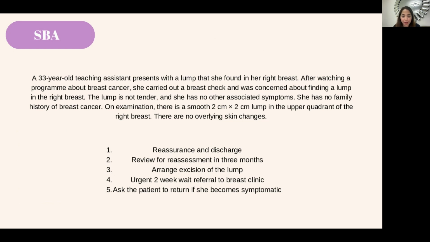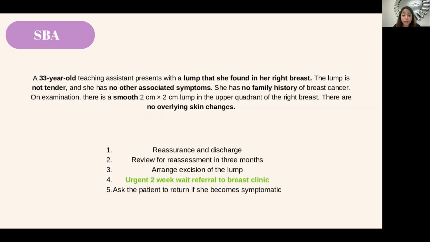Okay, cool. So most of you have gone for option 4, and if you've gone for the others, option 4 is the right answer. I'll just quickly go through the scenario. She's 33 years old, so she's over 30. She has a lump in her right breast, so it's in the actual breast itself, not the axilla. It's painless and there are no other symptoms. There's no family history. It's 2 by 2 in terms of size. It is smooth, and painless, and there are no skin changes.